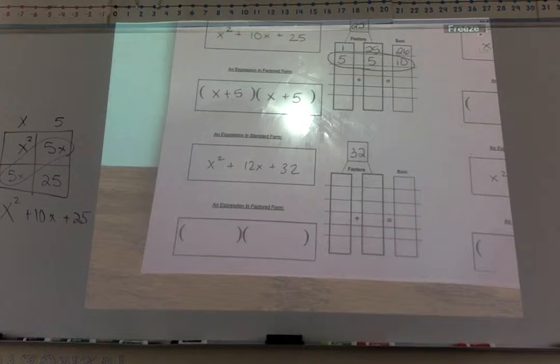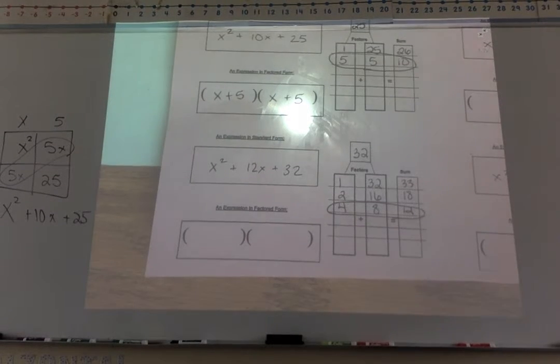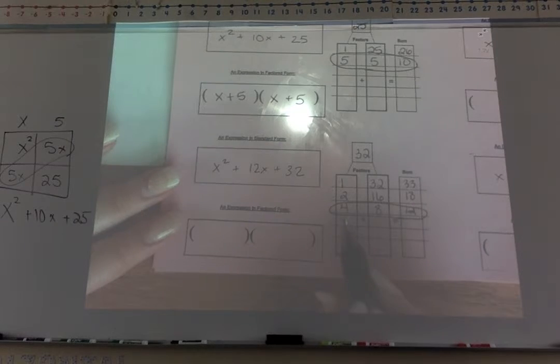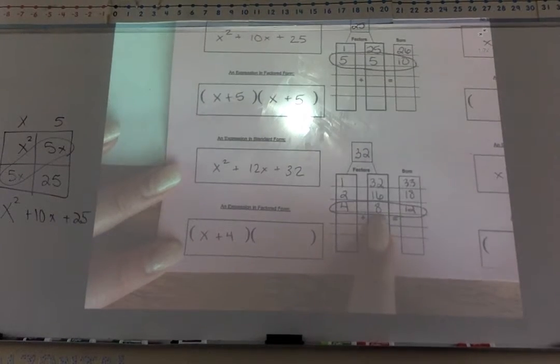Getting ahead of me. All right, everyone have their list of factors for the third one? Yeah? All right. So here's my list of factors. I found the one that adds to 12. So now I'm going to make my 2 binomials. So in one of them, I'm going to have x plus 4. And on the other one, I'm going to have x plus 8.